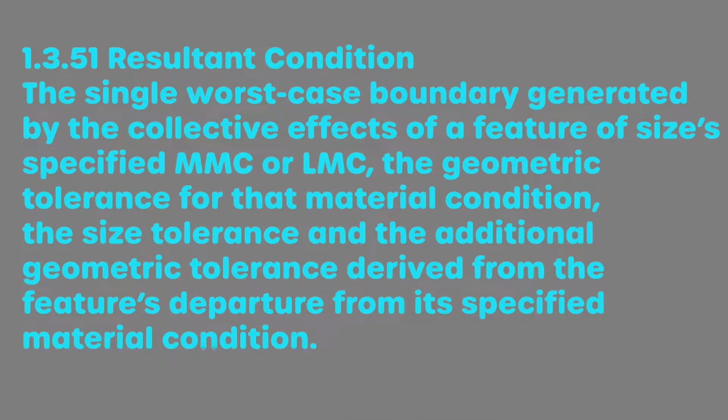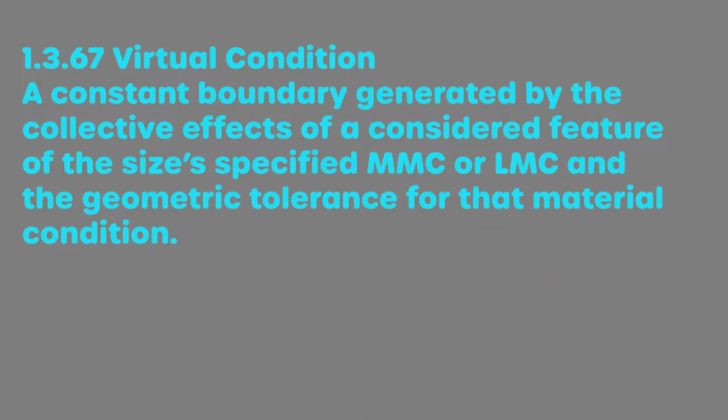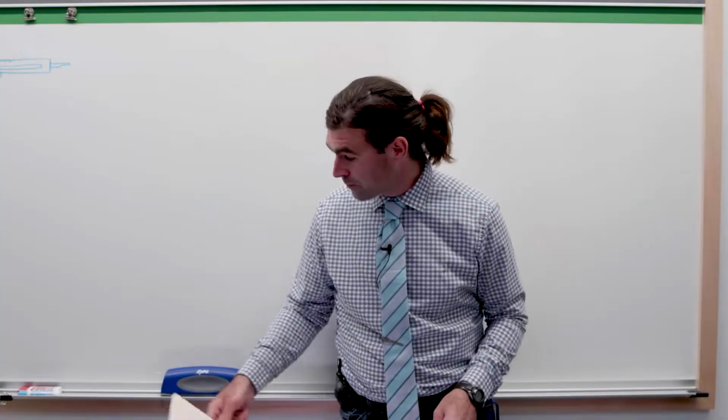1.3.51, resultant condition. The single worst case boundary generated by the collective effects of a feature of sizes specified MMC or LMC, the geometric tolerance for that material condition, the size tolerance, and the additional geometric tolerance derived from the feature's departure from its specified material condition. 1.3.67, virtual condition. A constant boundary generated by the collective effects of a considered feature of sizes specified MMC or LMC and the geometric tolerance for that material condition.